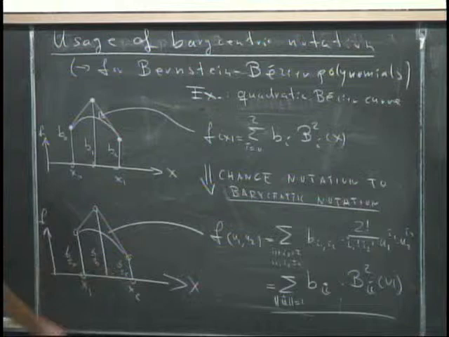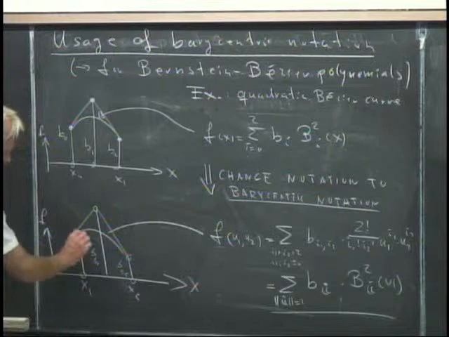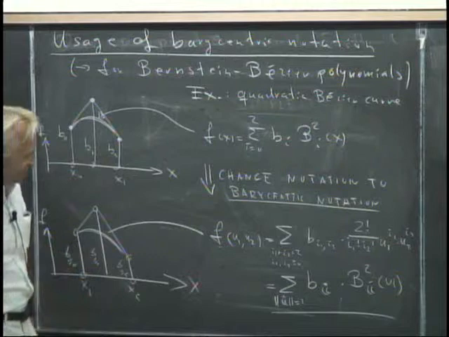But the curve, when you actually evaluate this curve, you get the same curve, of course. Just a change of notation. Where is the parameter space? Parametrization.